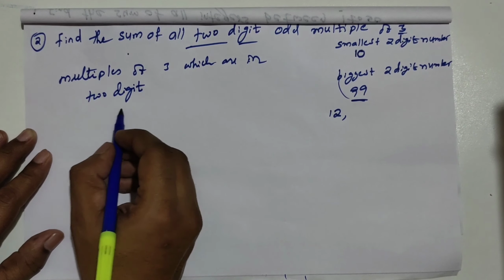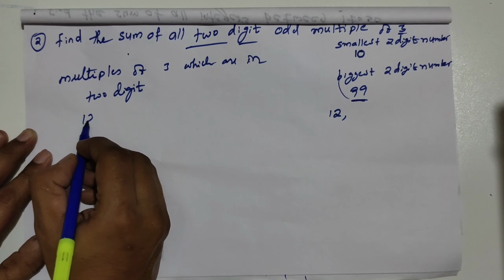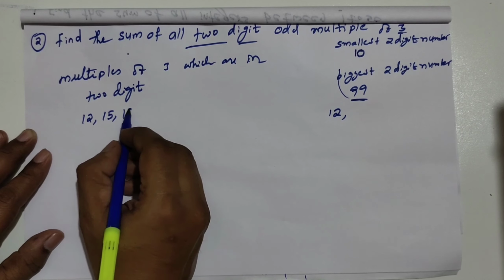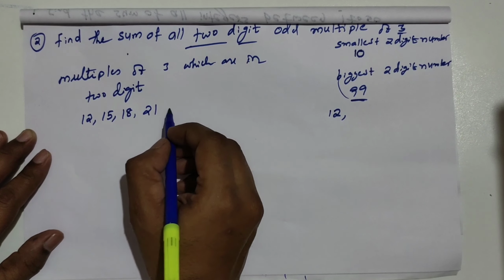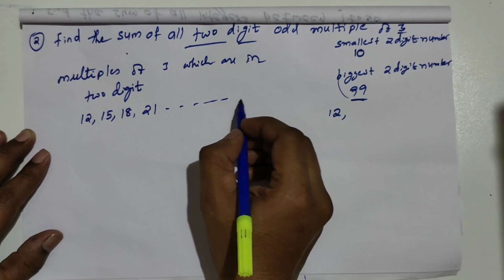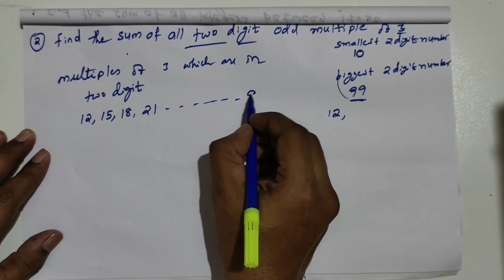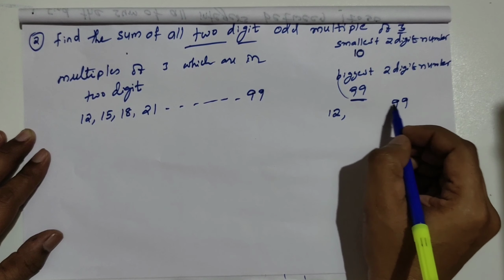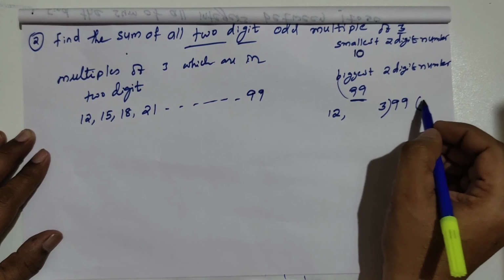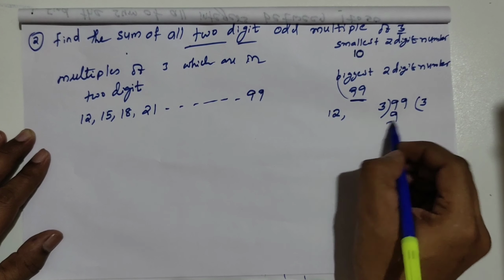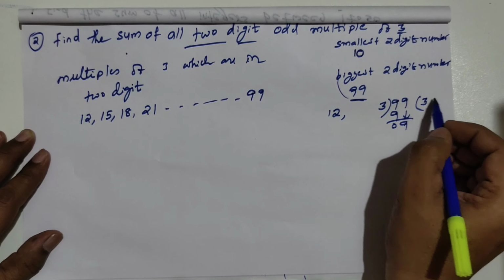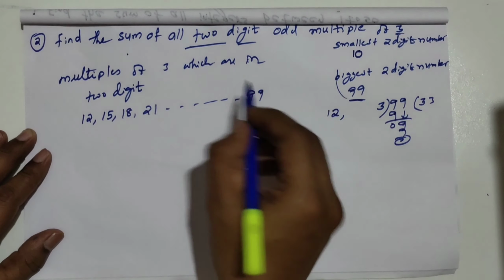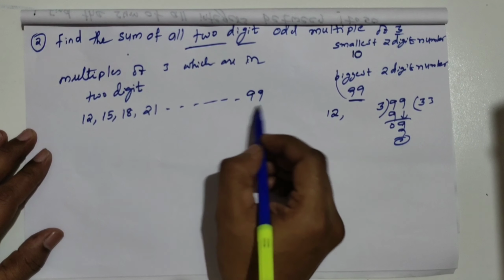Multiples of 3. So here we can start with 12, and then we can get 15, next 18, 21, and so on. Here we can write simply 99. As we know, 99 is clearly divisible by 3, a multiple of 3. 3 3s are 9, 0, and again 9, 3 3s are 9. That's why it is clearly a multiple of 3, and it is a 2-digit number, the highest 2-digit number.